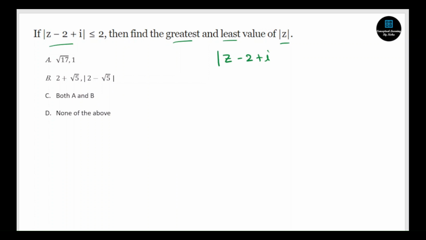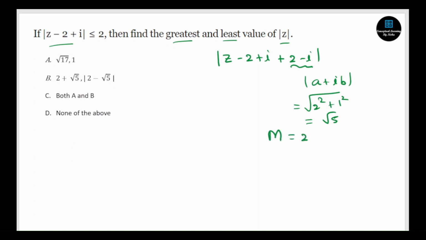And I need just z, so I have to add plus 2 minus iota. So again this is my a plus ib form. Modulus of that I'll get 2 square plus 1 square, and square root of that is nothing but square root of 5. So my greatest value is 2 plus root 5 and the smallest value is, remember that I need a modulus of this, so the mod of 2 minus root 5. Okay. So yes, I got this answer.